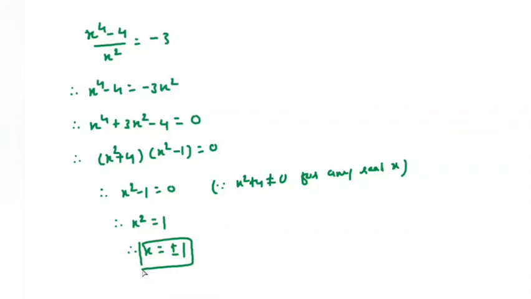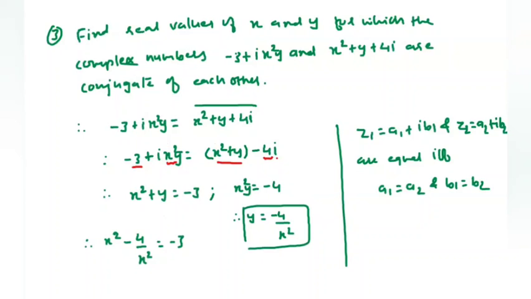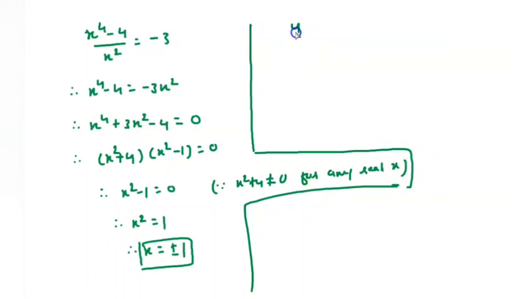Okay, now you have got the value of x. Now we can find out the value of y by substituting the value of x. Okay, so let us substitute the values of x. Now we have y is equal to -4 by x square, and therefore y is equal to -4 by x square, which will be 1, and therefore you will get the value of y to be -4 only. Clear?